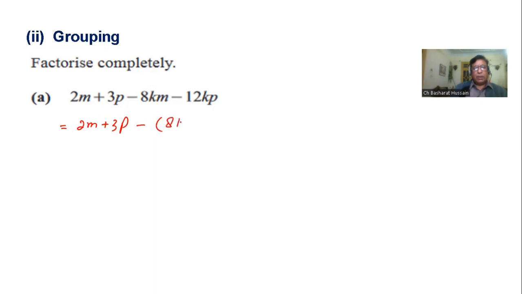So it is 8km plus, when you take minus common, you must change the sign, so 12kp. First we arrange them in groups. Now we take common factors. In the first group, 2m plus 3p, what is common? Nothing is common, so you can take out 1 as common. So this is 2m plus 3p.